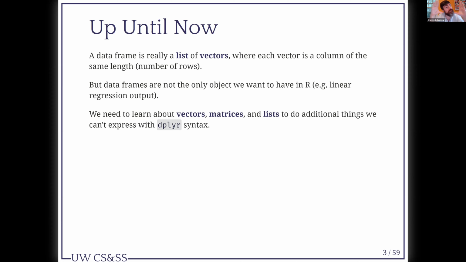To know how to do everything we'd ever want to do with a data frame, we're going to need to know how to work with lists also. Okay. And even if we know a lot about working with data frames, they're not the only object we're going to want to work with in R. For instance, you might want to get stuff out of linear regression output. Linear regression's output is a list and not a data frame. You can convert chunks of it to a data frame, but the whole thing itself is a big list. Okay. So we need to learn about other object types in R. We need to learn about vectors, matrices, and lists, so we can do all these different things that we can't do inside of dplyr. Okay.